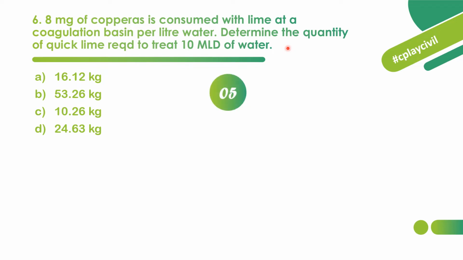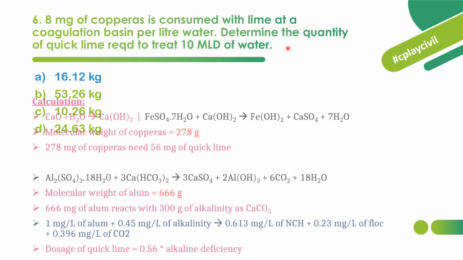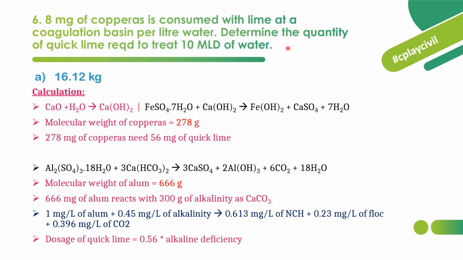Here, 8 mg of Copperas is consumed with lime in a coagulation basin per liter of water. Then how much quicklime will be required to treat 10 million liters of water? Option A is correct, 16.12 kilograms. Let's see the calculations and the concept.